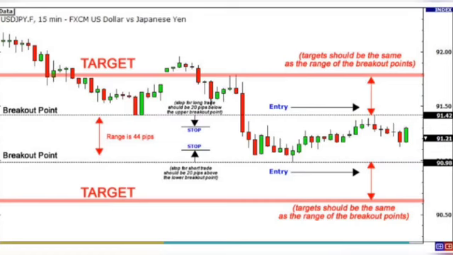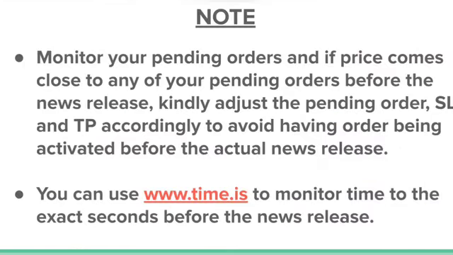All right, so now let's move. Something to note, you need to monitor your pending orders. If you have set your buy stop and sell stop order 10 minutes before the news release, kindly monitor your pending orders, and if price comes close to any of your pending orders before the news release, kindly adjust the pending order, the stop loss, the take profit accordingly to avoid having any of the orders activated before the actual news release. So your aim is to ensure that you don't have your orders activated before the news release. You want the news release to activate your order.